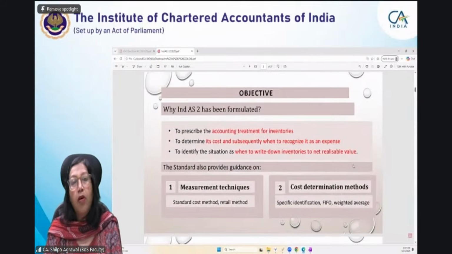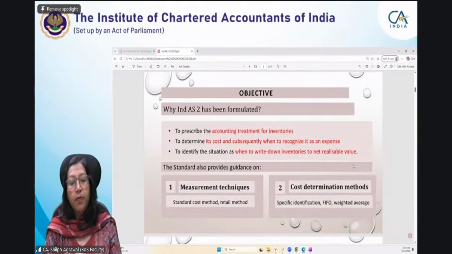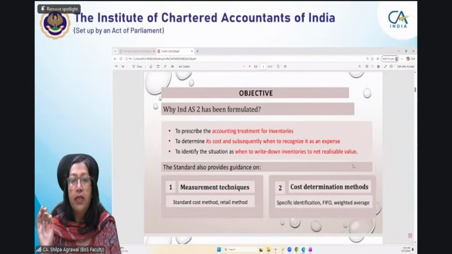Okay. So objective, as we told, because every asset-based standard has four dimensions. First is to prescribe the accounting treatment. As we are talking about financial reporting papers, accounting treatment is the foremost, and every asset-based standard will deal with the accounting treatment. So it will deal with the accounting treatment for inventories.